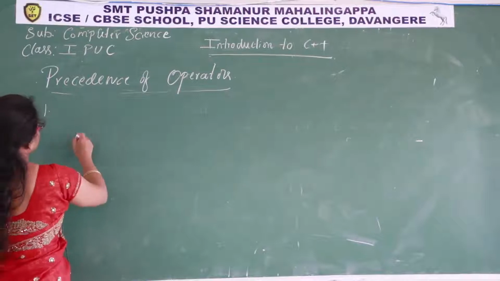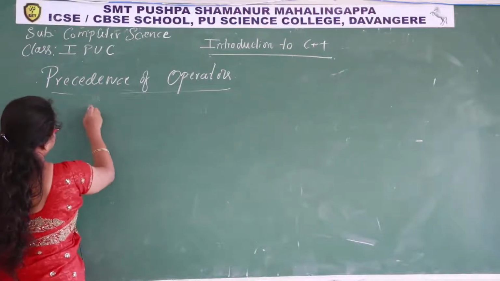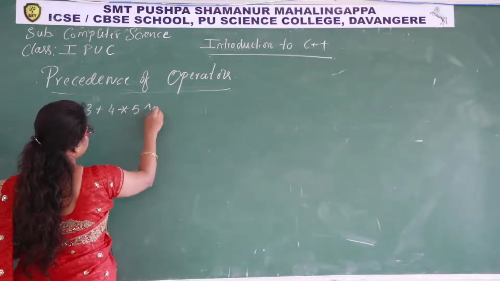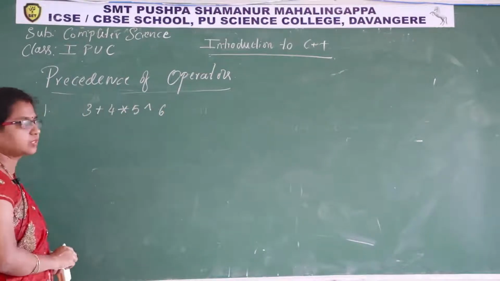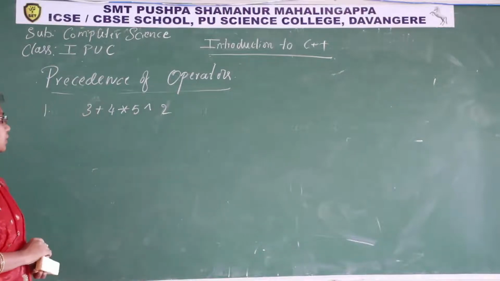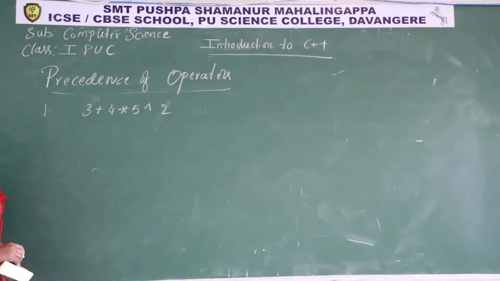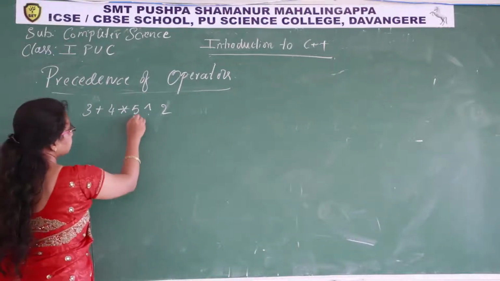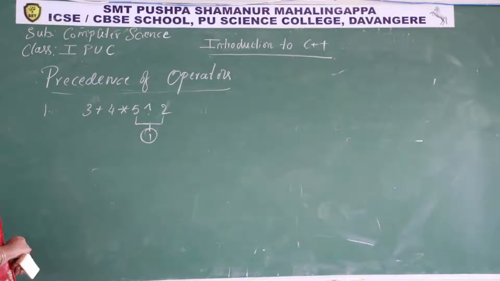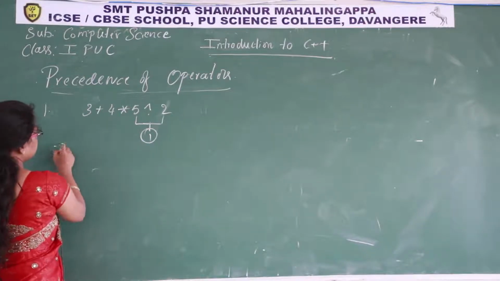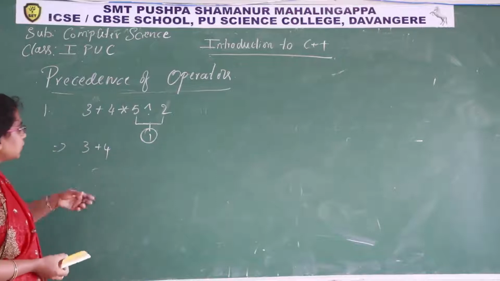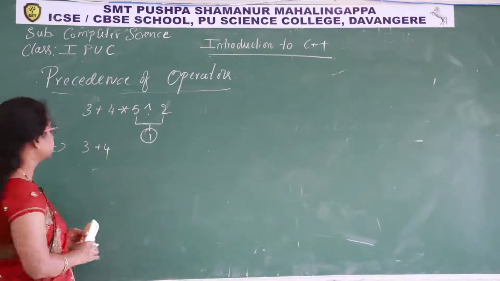First one, 3 plus 4 star 5 cap 6, or I'll take 5 star 2, 5 cap 2. So which has the highest priority? Cap, isn't it? This is first one, first. After that, 3 plus 4. In C++ the calculations will be done in this order.